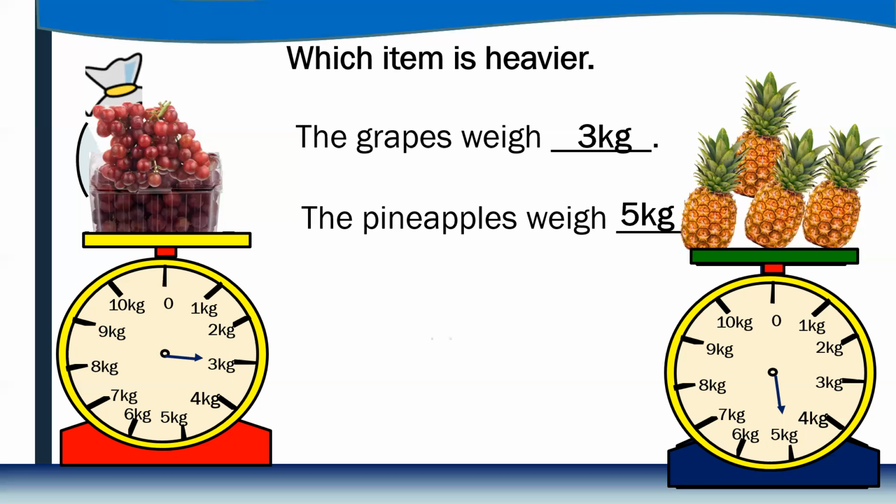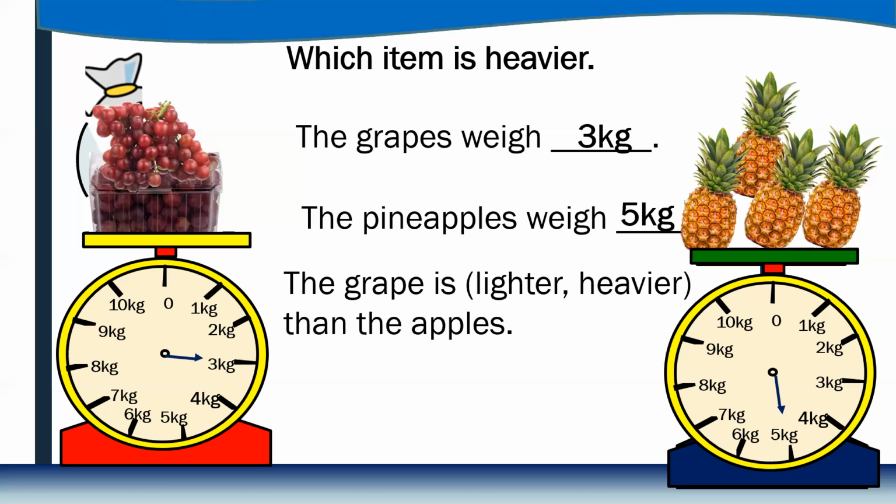Now, my next sentence for you is, the grapes are lighter, heavier than the pineapples. Which word do you think we should circle? Great going, boys and girls, but how do you know? Excellent. Since the grapes weigh 3 kilograms and the pineapples weigh 5 kilograms, the grapes are lighter than the pineapples. So yes, we should circle lighter.